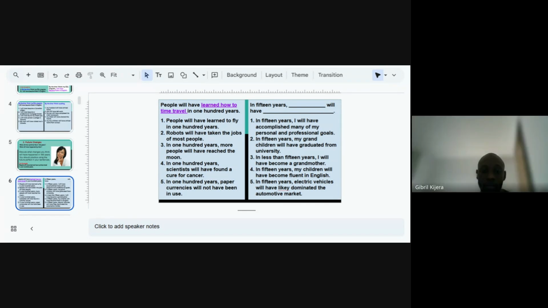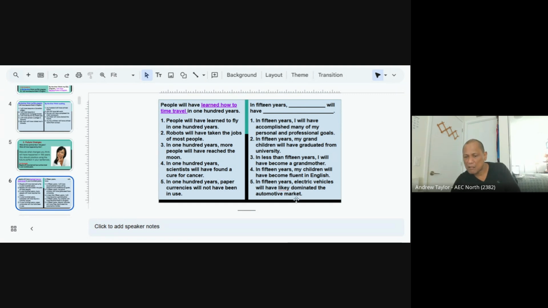Okay. In 15 years, my children will have become fluent in English. In 15 years, electric vehicles will have likely dominated the automotive market. Beautiful. You know what? Sorry, my spelling is wrong. Likely, right? Okay, wonderful.